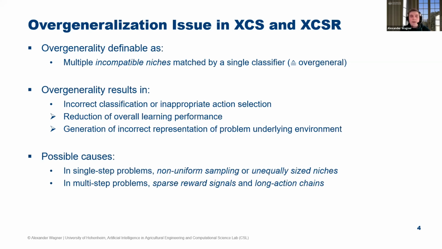Also, it's interesting what the possible causes of overgenerality are. This depends on the type of problems which XCS is used for. For example, in single-step problems, non-uniform sampling or unrecognized niches are associated with the problem of overgenerality. And these causes are also related to the problem of unbalanced data sets. In unbalanced data sets, overgeneral classifiers will form for the majority class. In multi-step problems, overgenerality is associated with sparse reward signals and long action chains, which make it hard for the XCS to distinguish the different payoff levels in the multi-step problems.